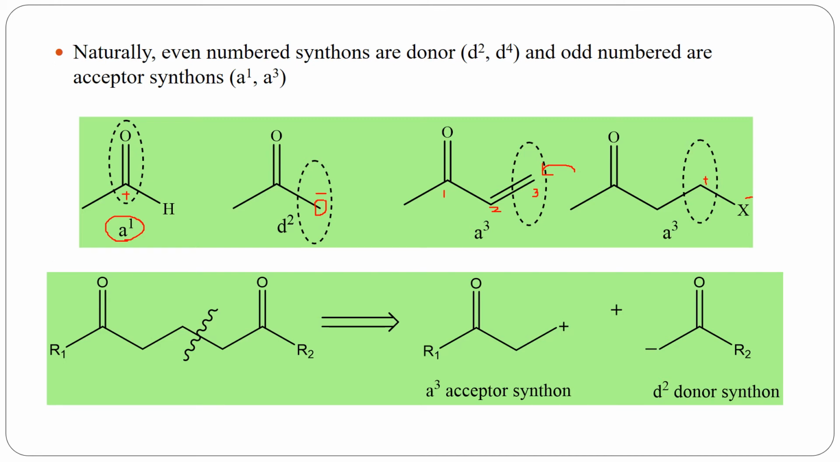Here the compound is a dicarbonyl. The relationship is 1, 2, 3, 4, 5, a 1,5 relationship. So it is disconnected from the bond between 2 and 3, so that the 2 is the donor synthon and the 3 is the acceptor synthon. Next, even number synthons are donor synthons and the odd numbers are the acceptor synthons.